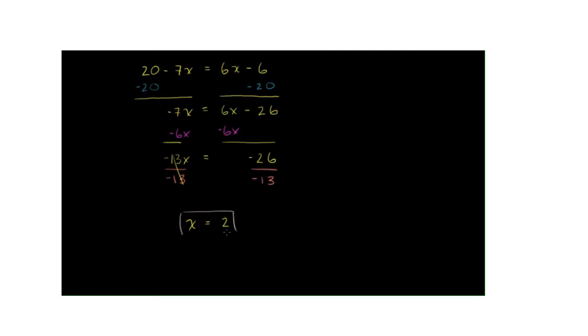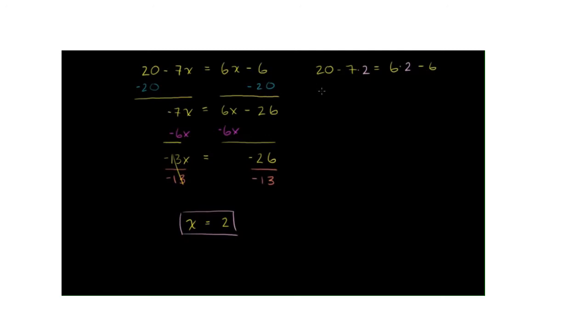That is our answer. Now let's verify that it really works. That's the fun thing about algebra. You can always make sure that you got the right answer. So let's substitute it back into the original equation. So we have 20 minus 7 times x. x is 2. Minus 7 times 2 is equal to 6 times x. We've solved for x. It is 2 minus 6. So let's verify that this left-hand side really does equal this right-hand side.